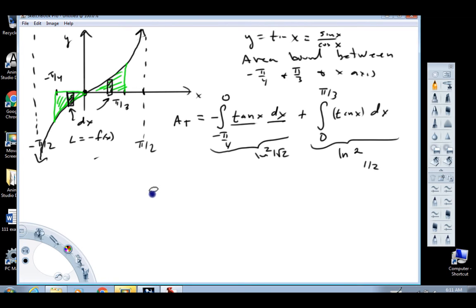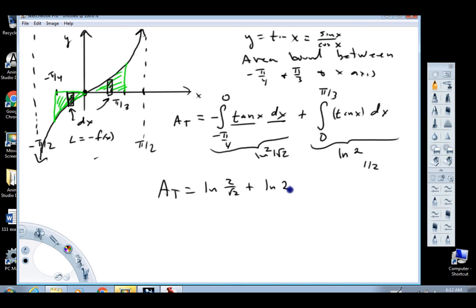So our total area, bound between, again, minus pi over 4 and plus pi over 3 and the x-axis, and y equals tan x, is the sum of these two. What do we got? Natural log of 2 over root 2 plus natural log of 2. And I think I'll just leave that right there. We could combine them, but I don't see any reason to. Suffice to say, that is some number.